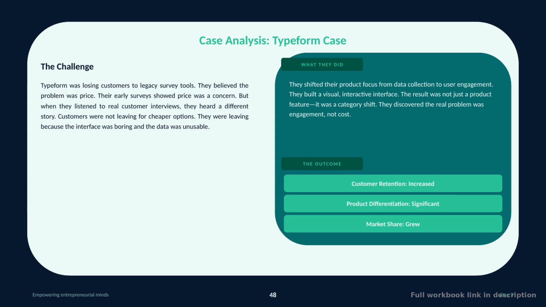What they did was shift their product focus from data collection to user engagement. They built a visual, interactive interface. The result was not just a product feature, it was a category shift. They discovered the real problem was engagement, not cost. The outcome was increased customer retention, significant product differentiation, and market share growth.